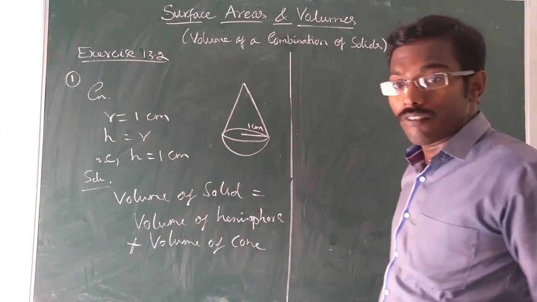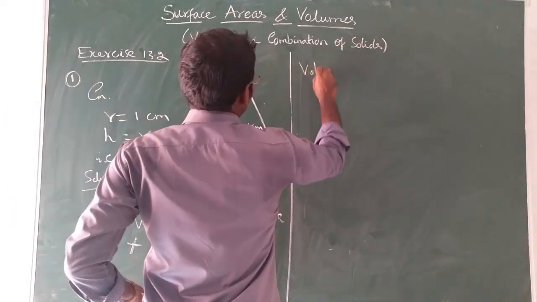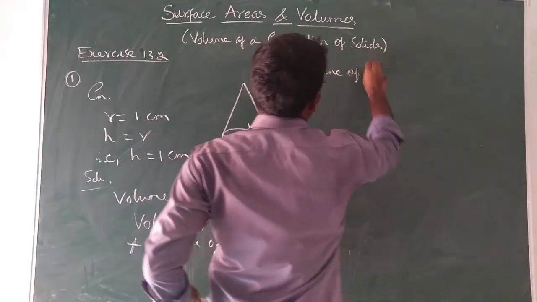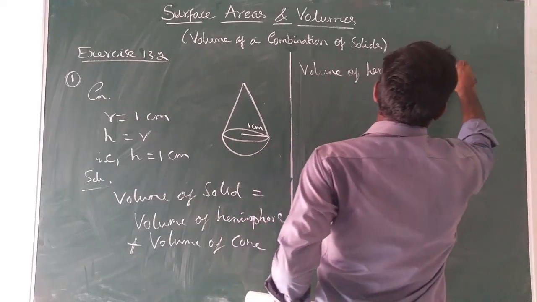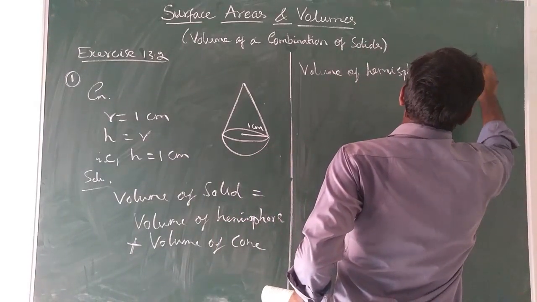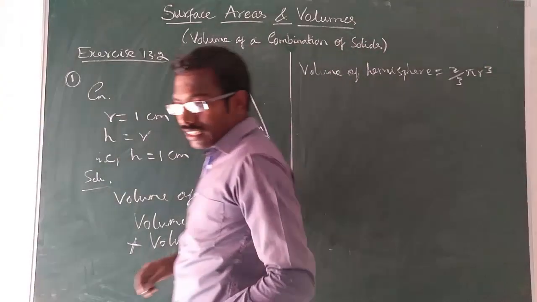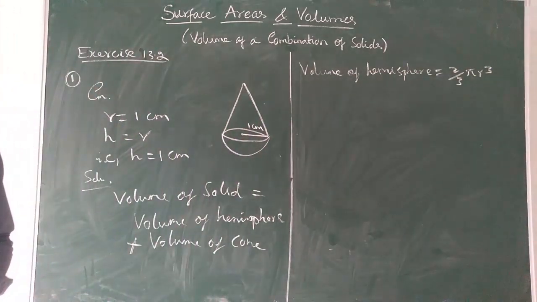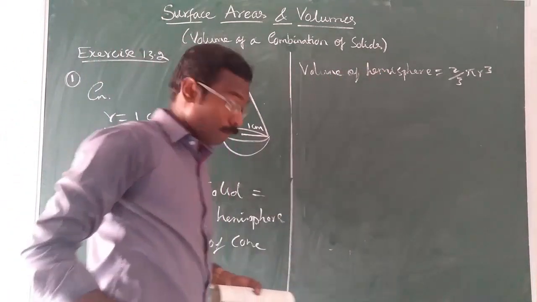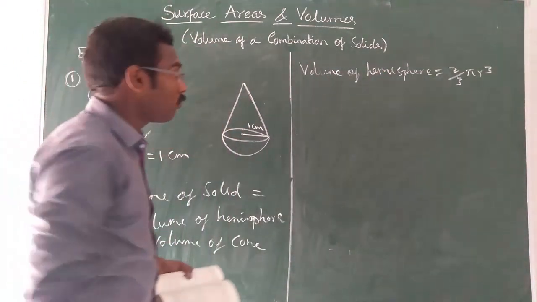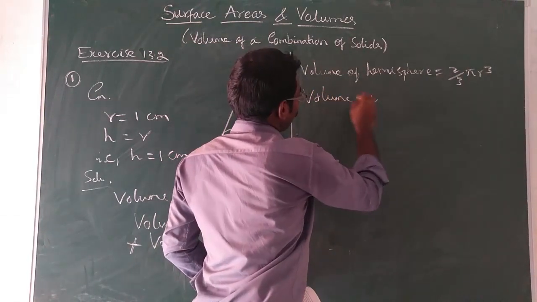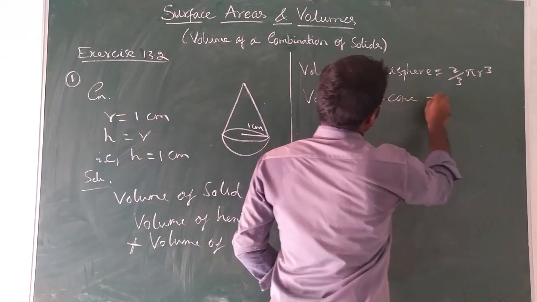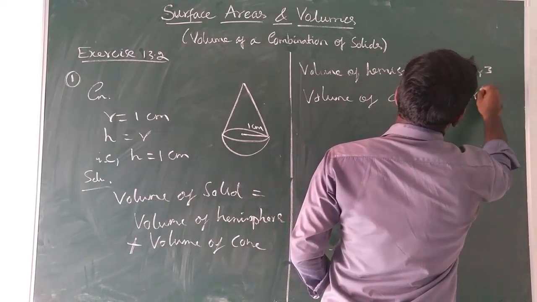So what is the volume of hemisphere formula? Volume of hemisphere is equal to 2 by 3 pi r cube. You already studied this, isn't it? In the first class we saw how to derive the formulas. So now you see volume of hemisphere formula, 2 by 3 pi r cube. And what about volume of cone formula? Volume of cone is equal to 1 by 3 pi r square h.